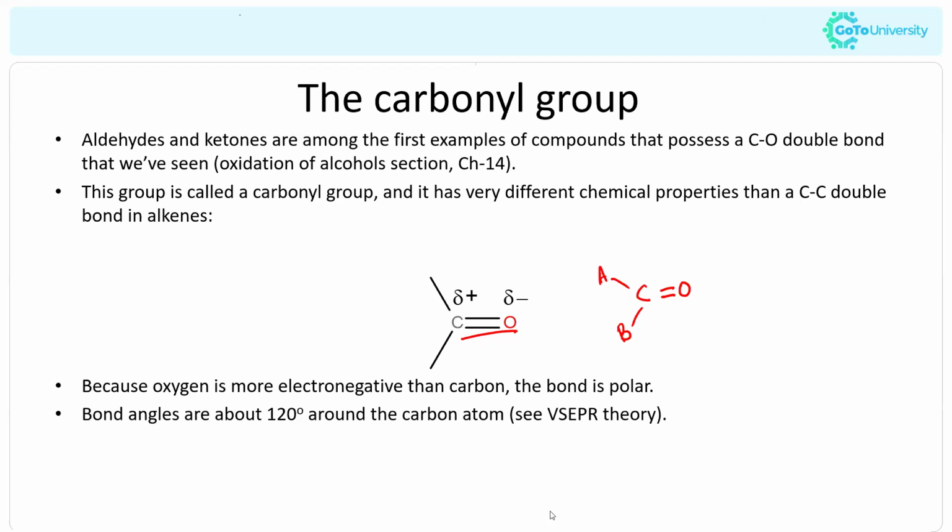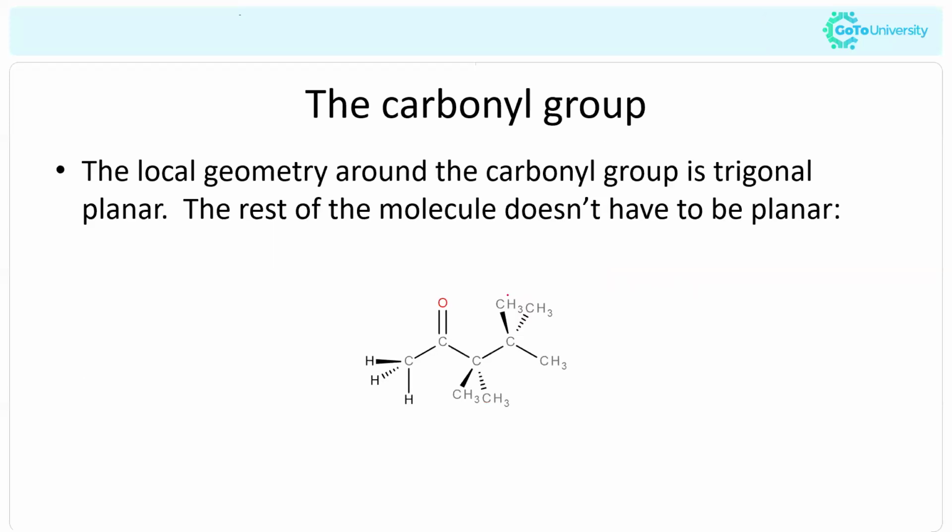So let us consider them. First of all, we can see the geometry of the carbonyl group. It is trigonal planar because this carbon contains three bond pairs. So these three bond pairs will arrange in trigonal planar geometry.